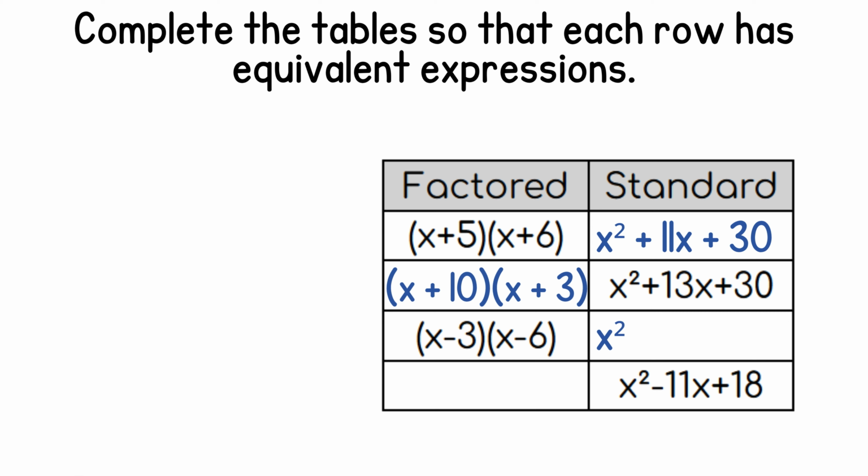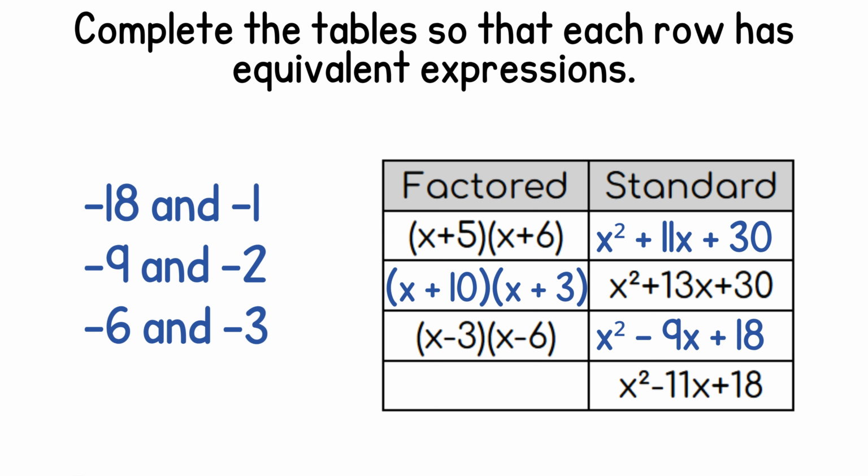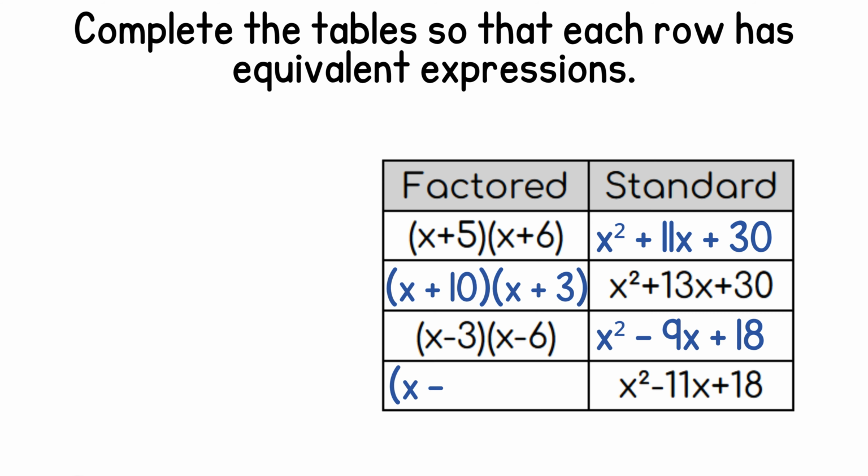Our first term will be x², and then our next term will be found by adding negative 3 and negative 6 together, which gives us negative 9x. And now to find the last term, we'll multiply our factors, which gives us positive 18. Now let's look at our last example. So we'll write down the factors of 18 and see which one will give us negative 11. We can see that negative 9 and negative 2 will add to the negative 11 that we need. So we'll put these factors in for factored form.